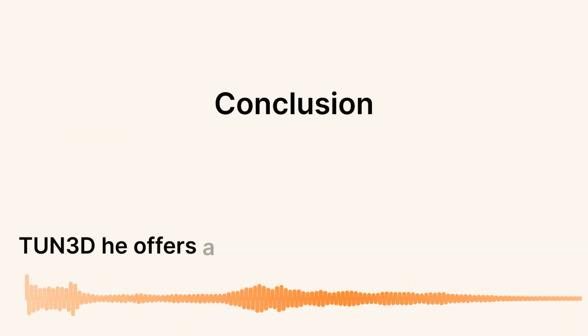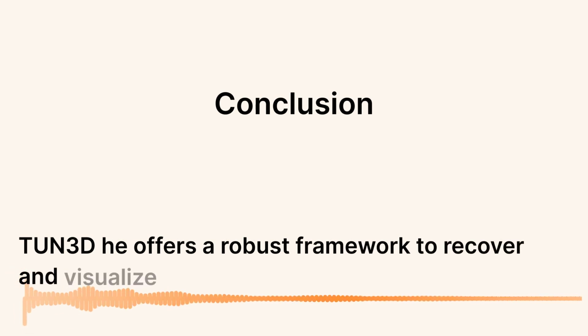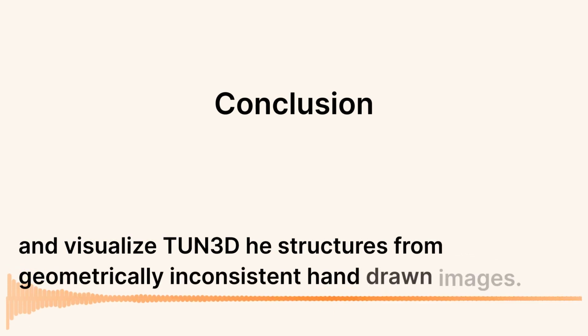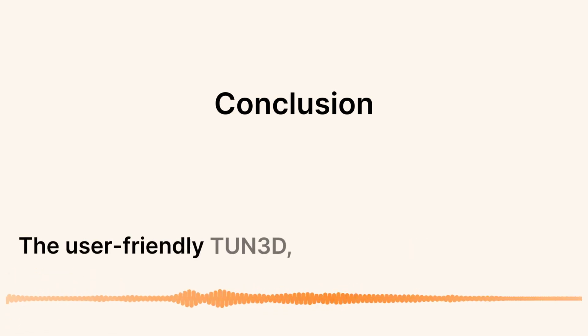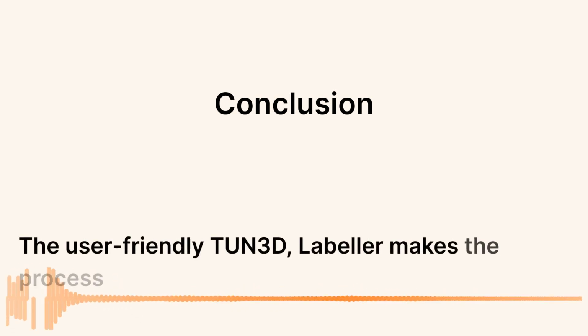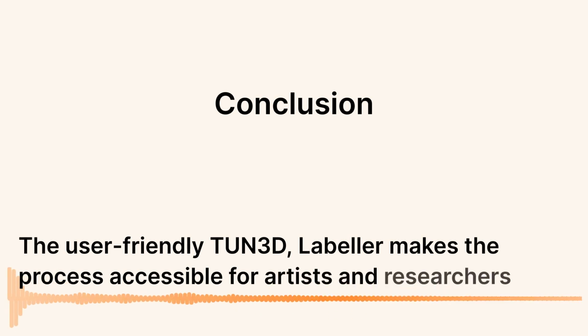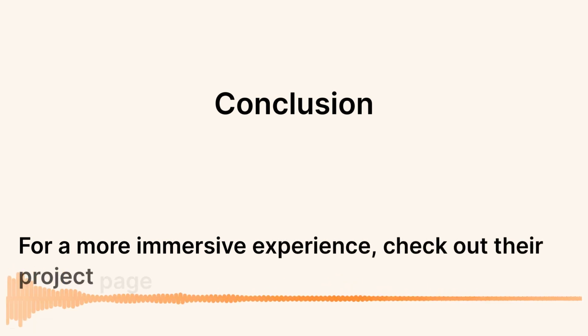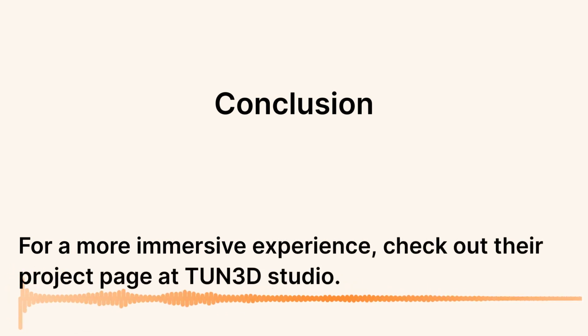Toon3D offers a robust framework to recover and visualize 3D structures from geometrically inconsistent hand-drawn images. The user-friendly Toon3D Labeler makes the process accessible for artists and researchers alike. For a more immersive experience, check out their project page at Toon3D Studio.